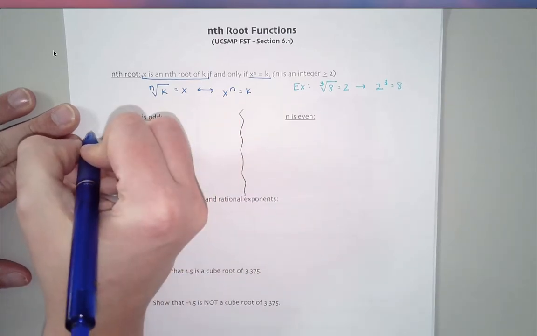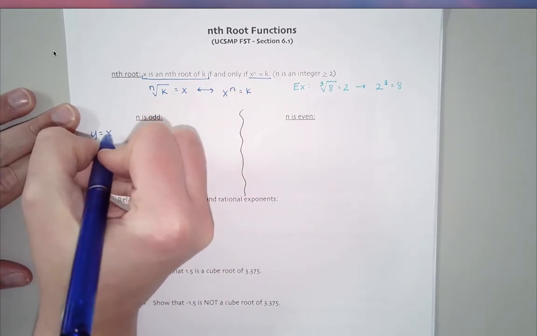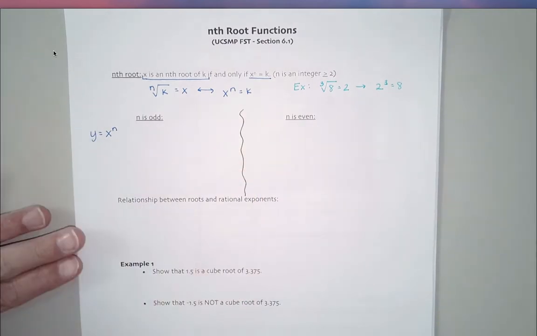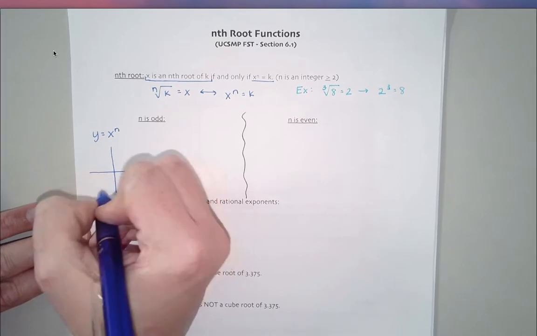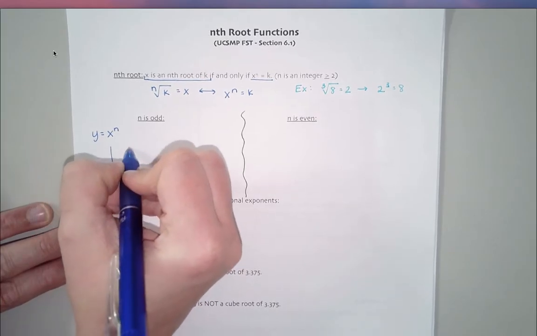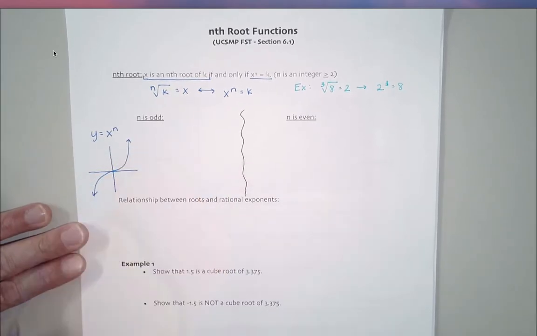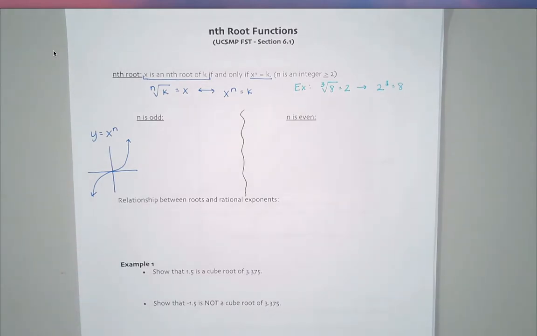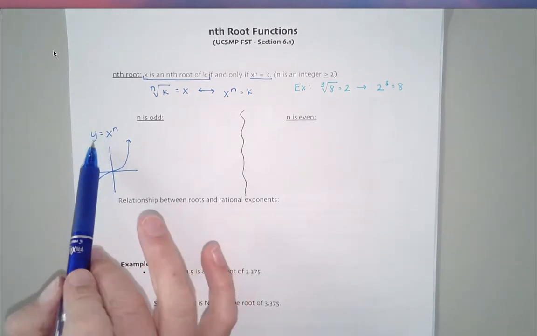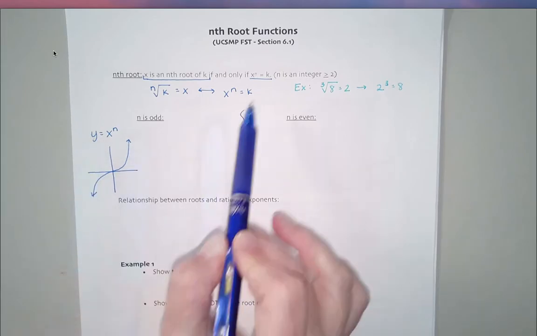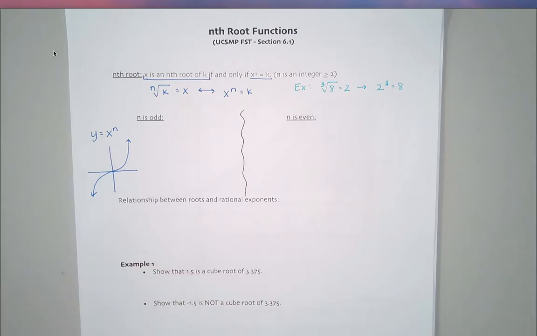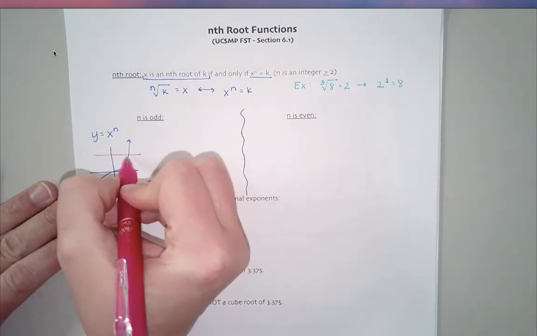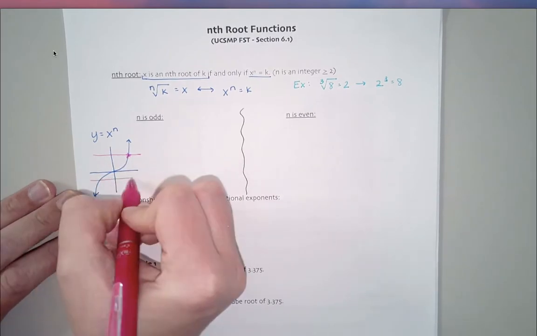If I look at the function y equals x to the power of n, and n is an odd number, just as a reminder, the graph of something like that is going to look like this. This is what's called an odd power function. What that means is if I plug in a number for y, or for k here, no matter where I go, there's always going to be one solution. If I go here, I have a solution. If I go here, I have a solution.